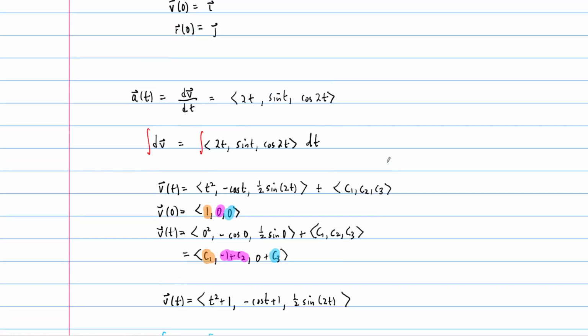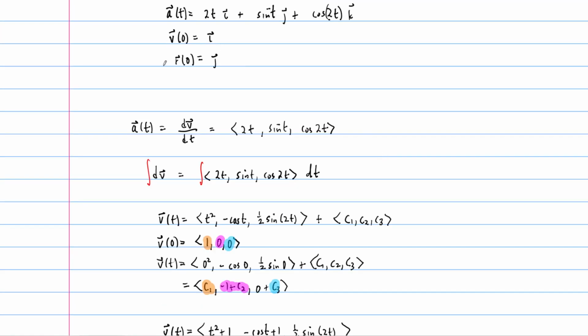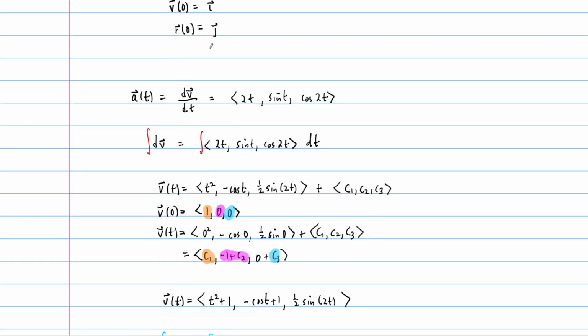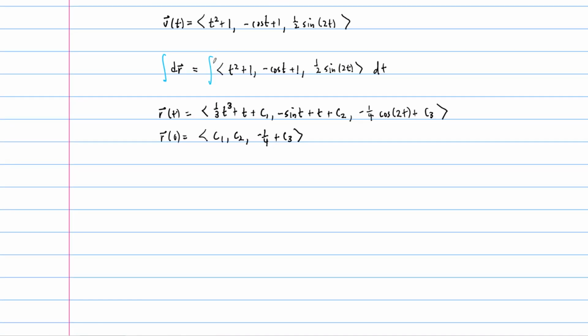But we also need to then use this given information, right? The initial data. R of 0, we're told, should be j. So on the other hand, our given information is that r of 0 is equal to j, which is 0, 1, 0, right? And so once again, we just match up these components. C1's got to be 0, C2's got to be 1, and then because of this relationship, C3 is going to be 1/4.